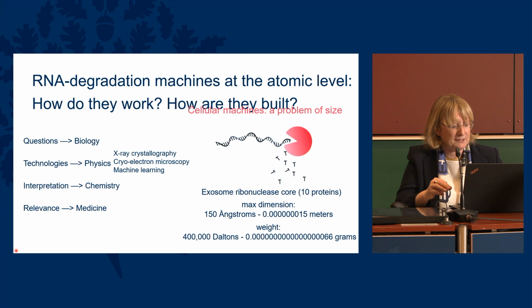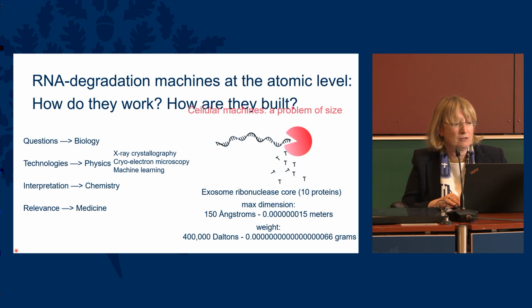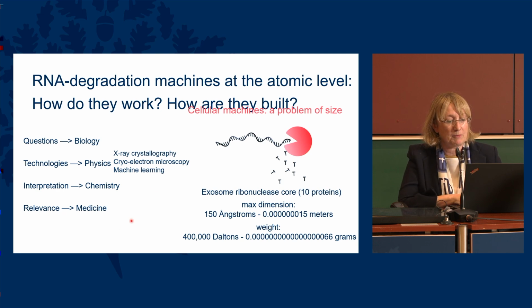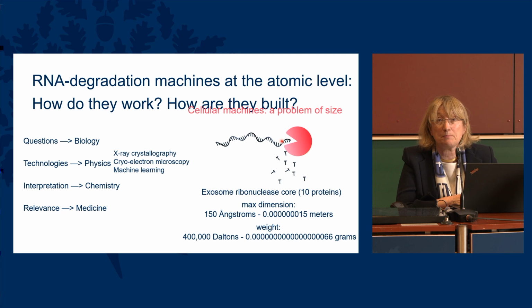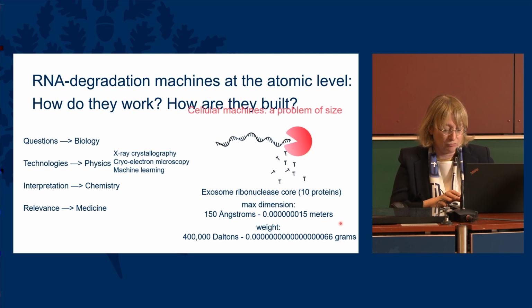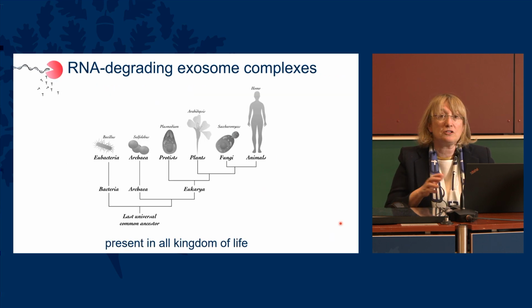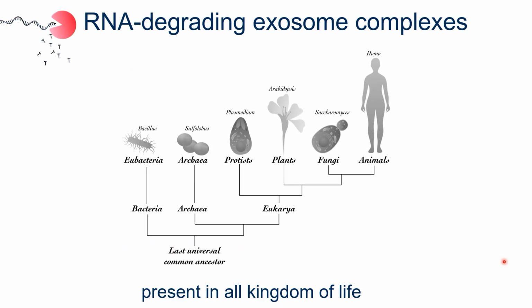This core complex, which I have been interested in for many years, recognizes the free 3' end of RNAs, not just messenger RNA but lots of RNAs, and degrades them one nucleotide at a time. This complex has been conserved through evolution. When I started my lab, I worked on an archaeal form of this complex, from archaea. But for the past 20 years, we have been focused on eukaryotes. It is present in all kingdoms of life and is highly conserved.